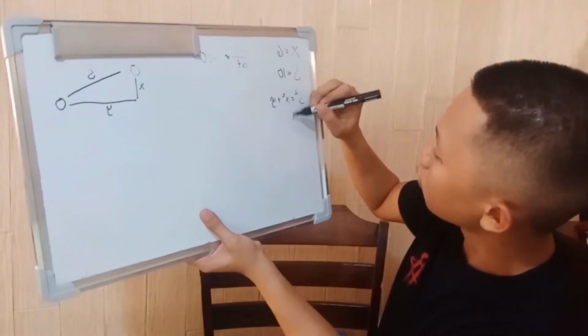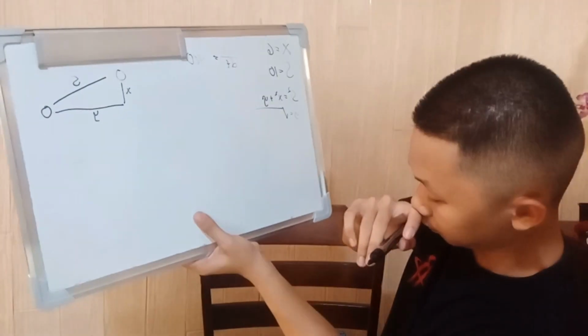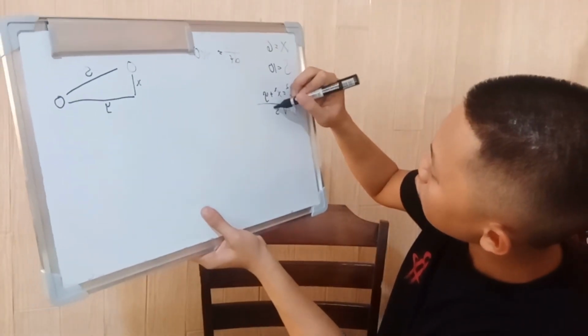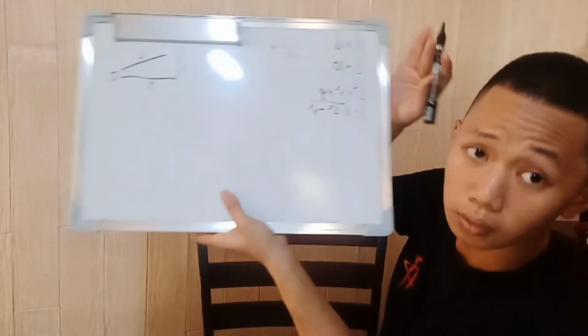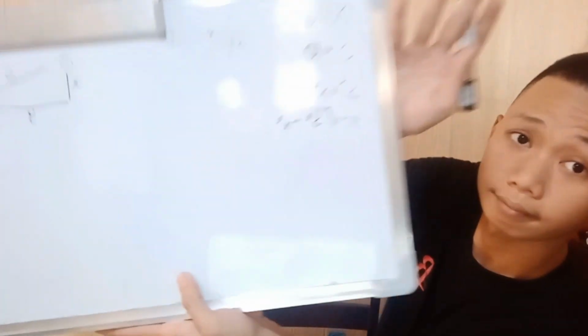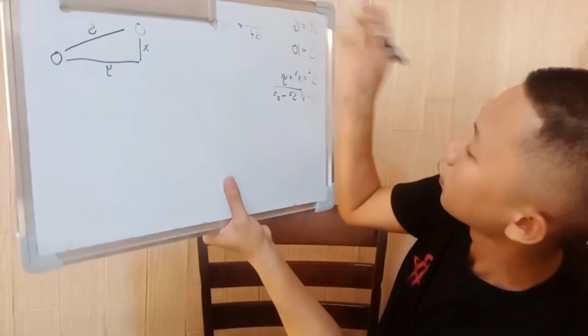y is equal to the square root of s squared minus x squared. That is y.